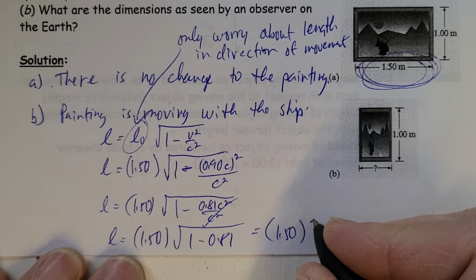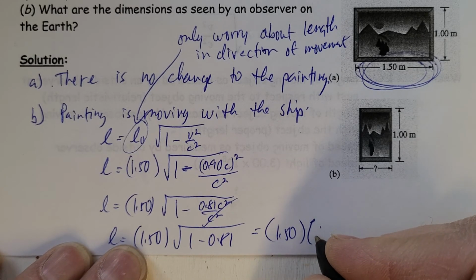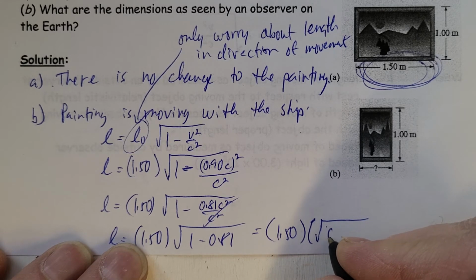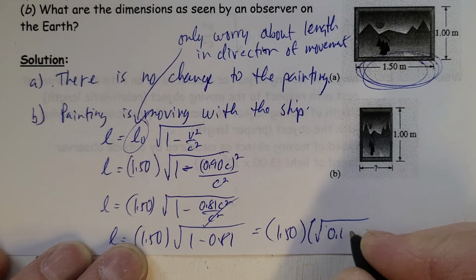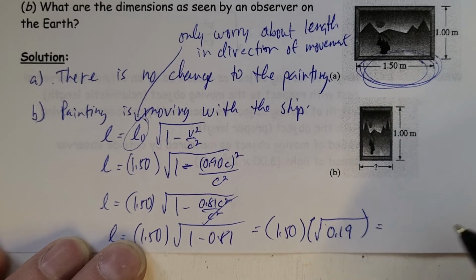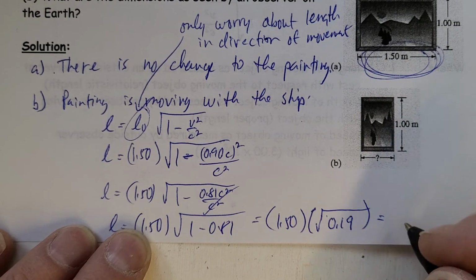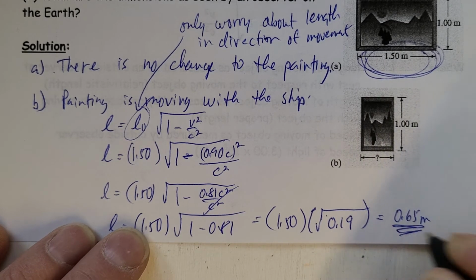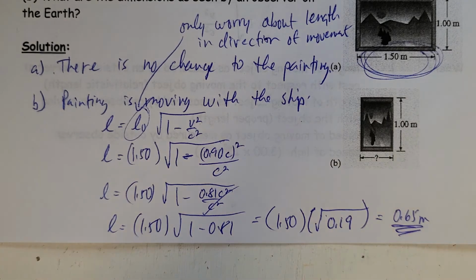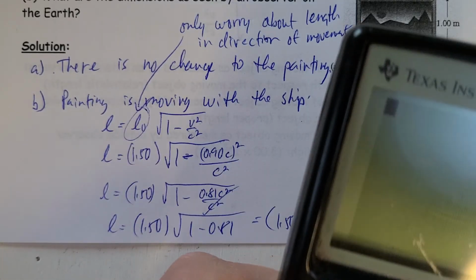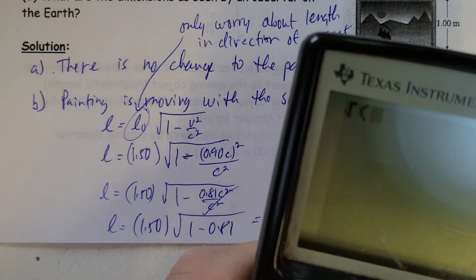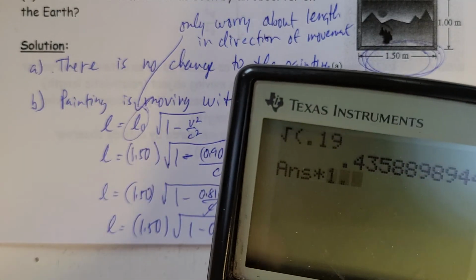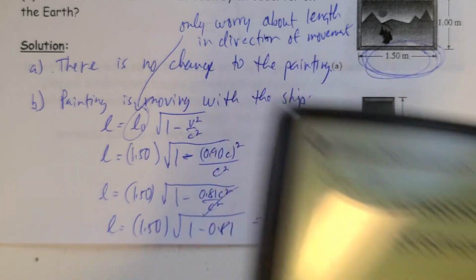And let's see, what does this work out to be? 1.5 multiplied by the square root of 1 minus 0.81, which would be 0.19. I believe that's right. And then when we multiply that out, we get 0.65. Look at that. Let's just check that on the old calculator here. The square root of 0.19 equals that, and then multiplied by 1.5 gives 0.65.